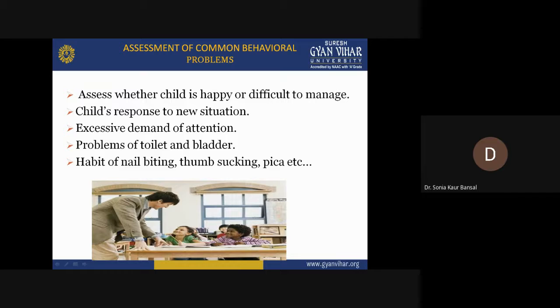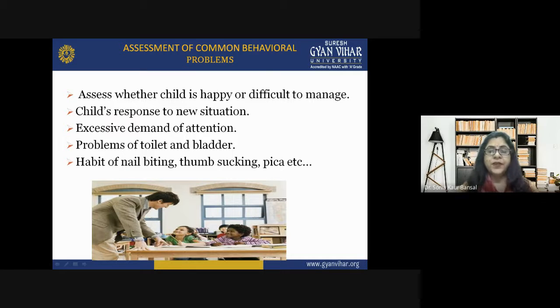Then you must see whether there is an excessive demand for attention. Is there any excessive demand for the child's attention? That can also be a problem. So why is there so much demand for attention? Are the parents not giving equal attention to their children? This is really very important to understand. And the problems of toilet and bladder are also a very common thing that must be understood.